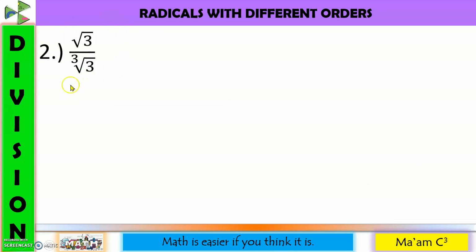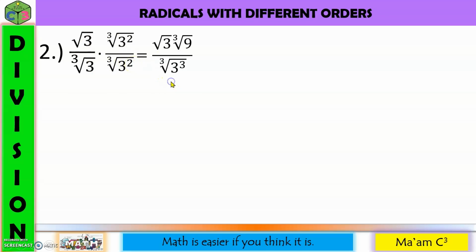Number 2, let us rationalize this. Our index is 3 and the exponent here is 1. So we need 2 more. So let's multiply numerator and denominator by cube root of 3 squared. 3 squared is equal to 9. So this is square root of 3 times cube root of 9. For the denominator, 1 plus 2 is 3. So cube root of 3 cubed. We can now cancel the index and the exponent here. Our denominator will just be 3.